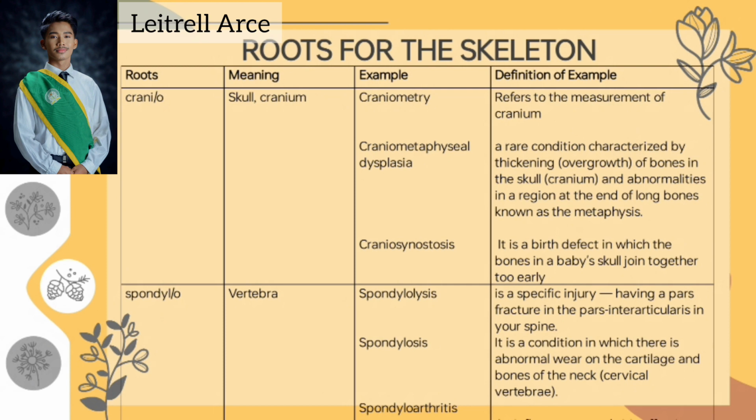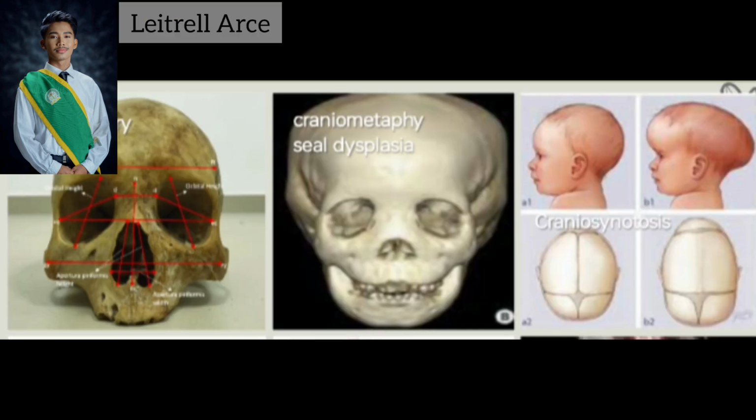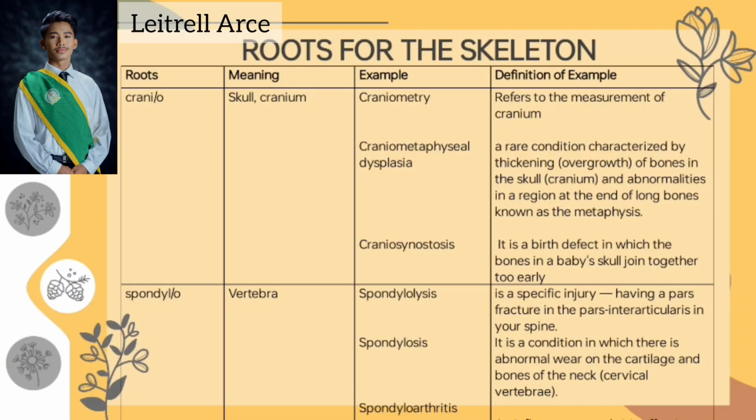And now, let's move on to the examples. First is the craniometry. Craniometry refers to the measurement of cranium. So, craniometry is a branch of physical anthropology dealing with the study and measurement of dry skulls after removal of its soft parts. And for the second example, craniometaphyseal dysplasia.